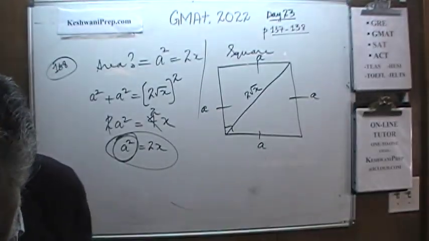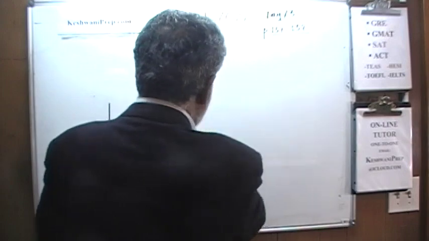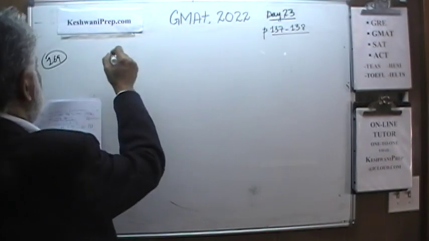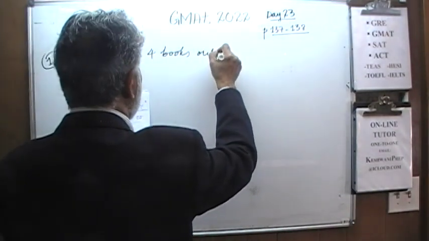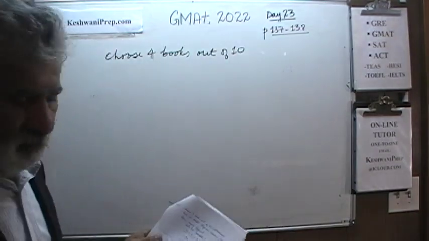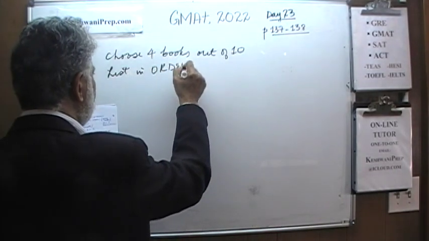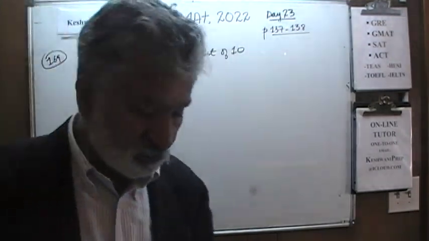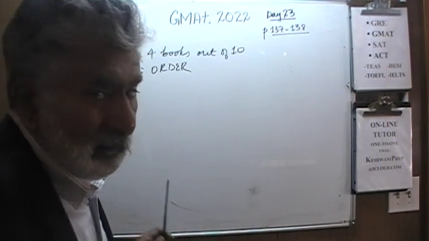Number 169. In 169, we're going to choose 4 books out of 10, at random, obviously. And we're going to list them in order. Since we're listing them in order, order matters, obviously. The question is, if I'm going to choose 4 books to read, how many different ways can I read these 4 books if I were to pick four of the 10 books that I have in front of me?